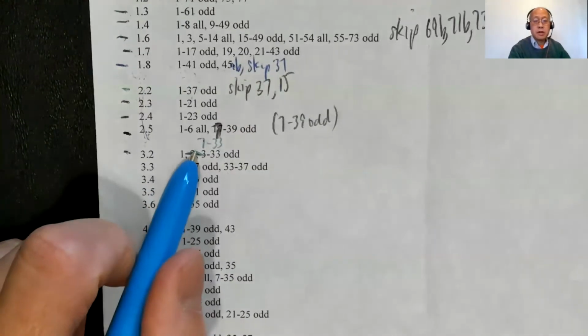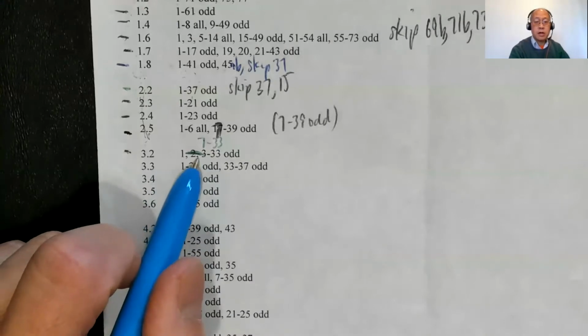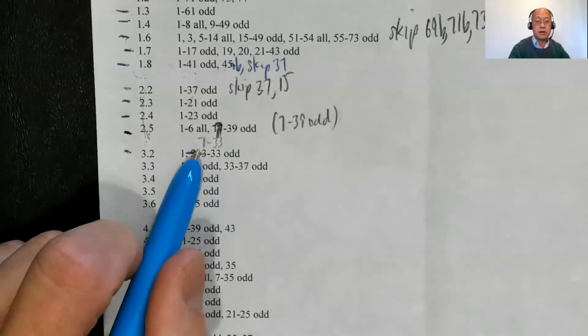And again, a reminder, 7 to 33 odd is a new assignment. You can skip 1, 2, and 3, and 5, I guess it is, 7 to 33 odd. Okay, so continuing with where we were last time.